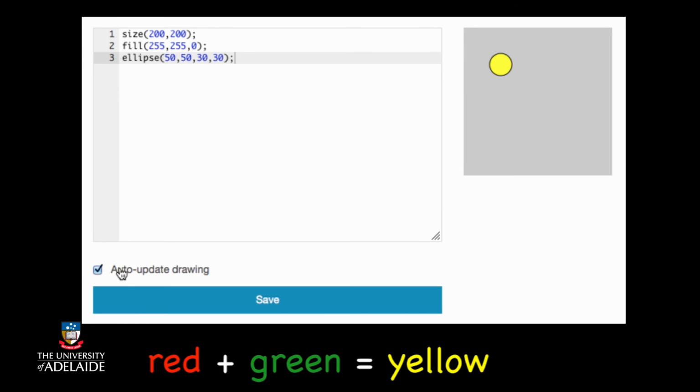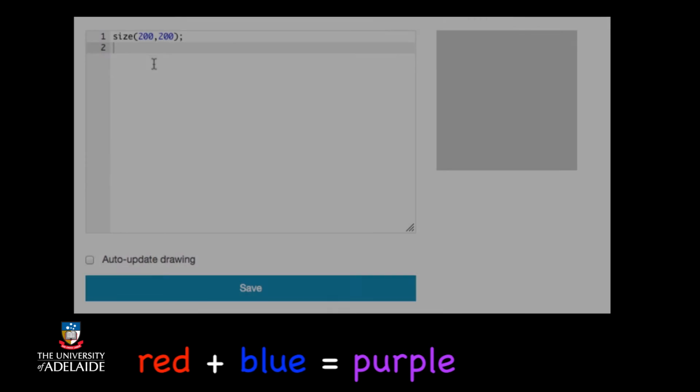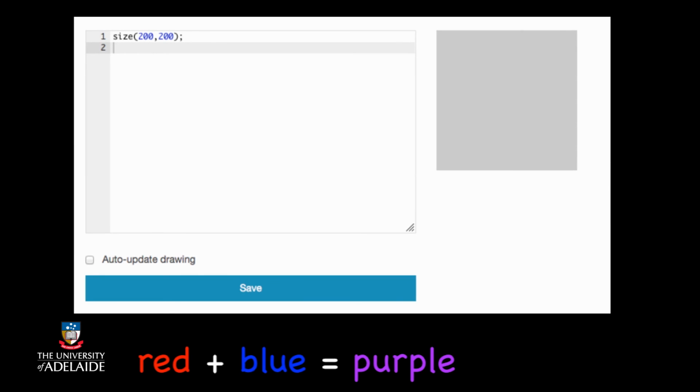If we want to create purple, we need to remember that red plus blue equals purple. So if we add all the red, none of the green, and all of the blue, then we should obtain purple. Let's try to fill a rectangle.